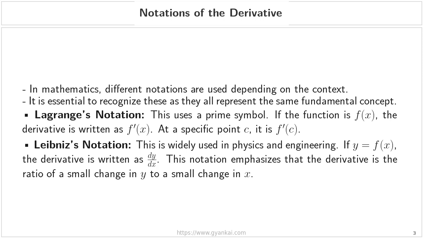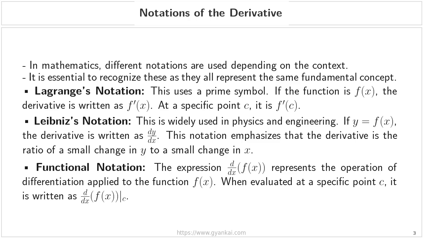Next, we have Leibniz's notation. This is widely used in physics and engineering. If we define y as being equal to f of x, the derivative is written as dy dx. This notation is particularly useful because it emphasizes that the derivative is the ratio of a small change in y to a small change in x, mirroring the rise-over-run concept we discussed in the previous slide.